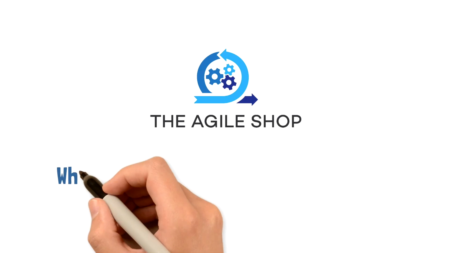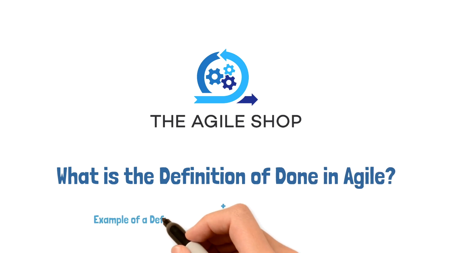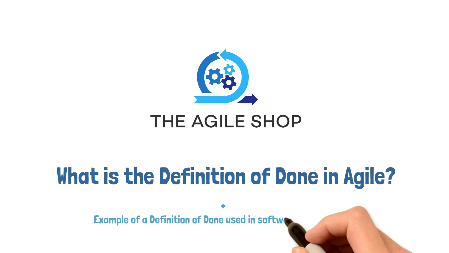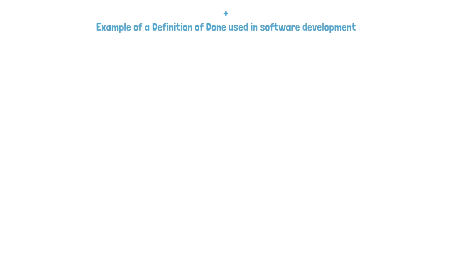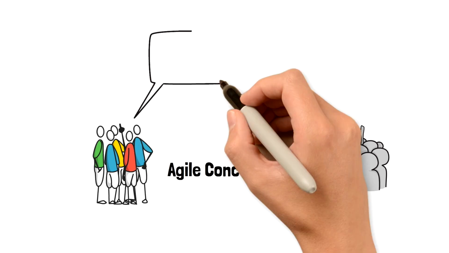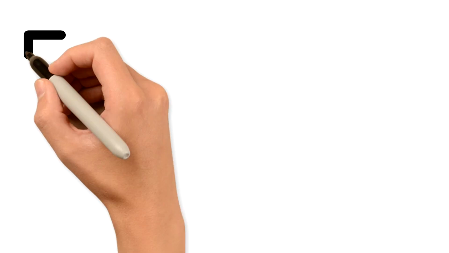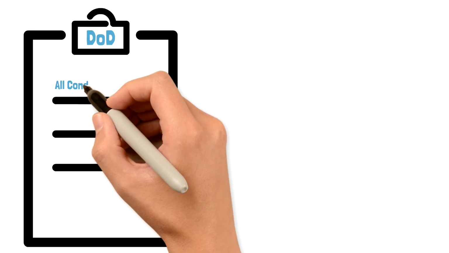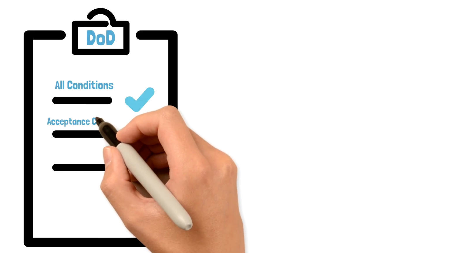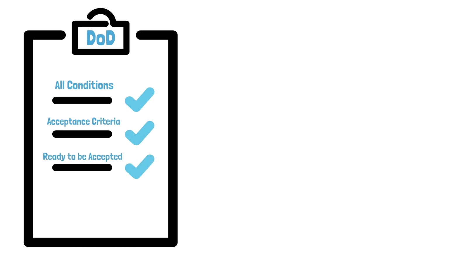In this video, we'll answer what is a definition of done in Agile, and we'll provide you with a common example of a definition of done used in software development. The definition of done is an essential Agile concept that establishes a shared vision between the development team and the customer or product owner. The definition of done is when all conditions or acceptance criteria that a digital product must satisfy are met and ready to be accepted by a user, customer, or team.